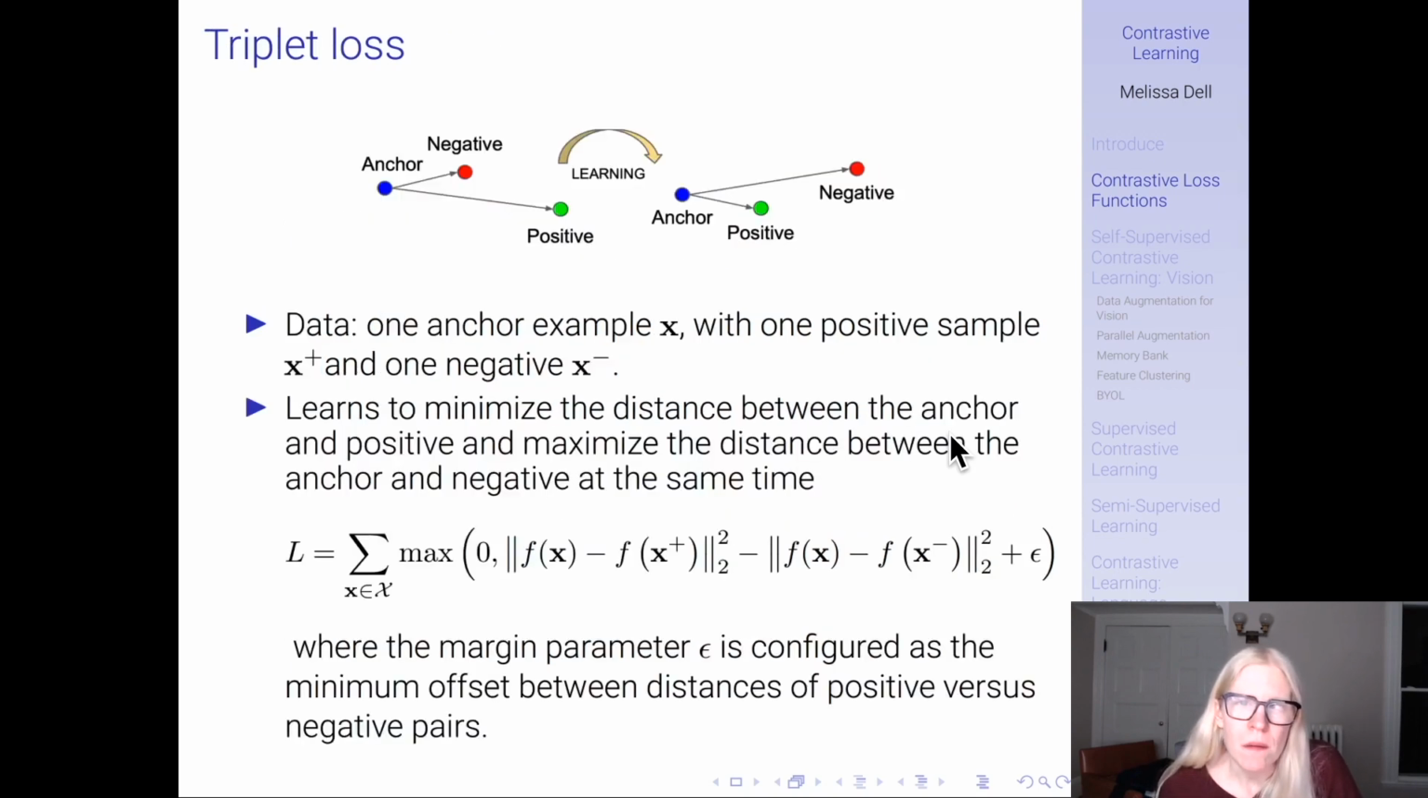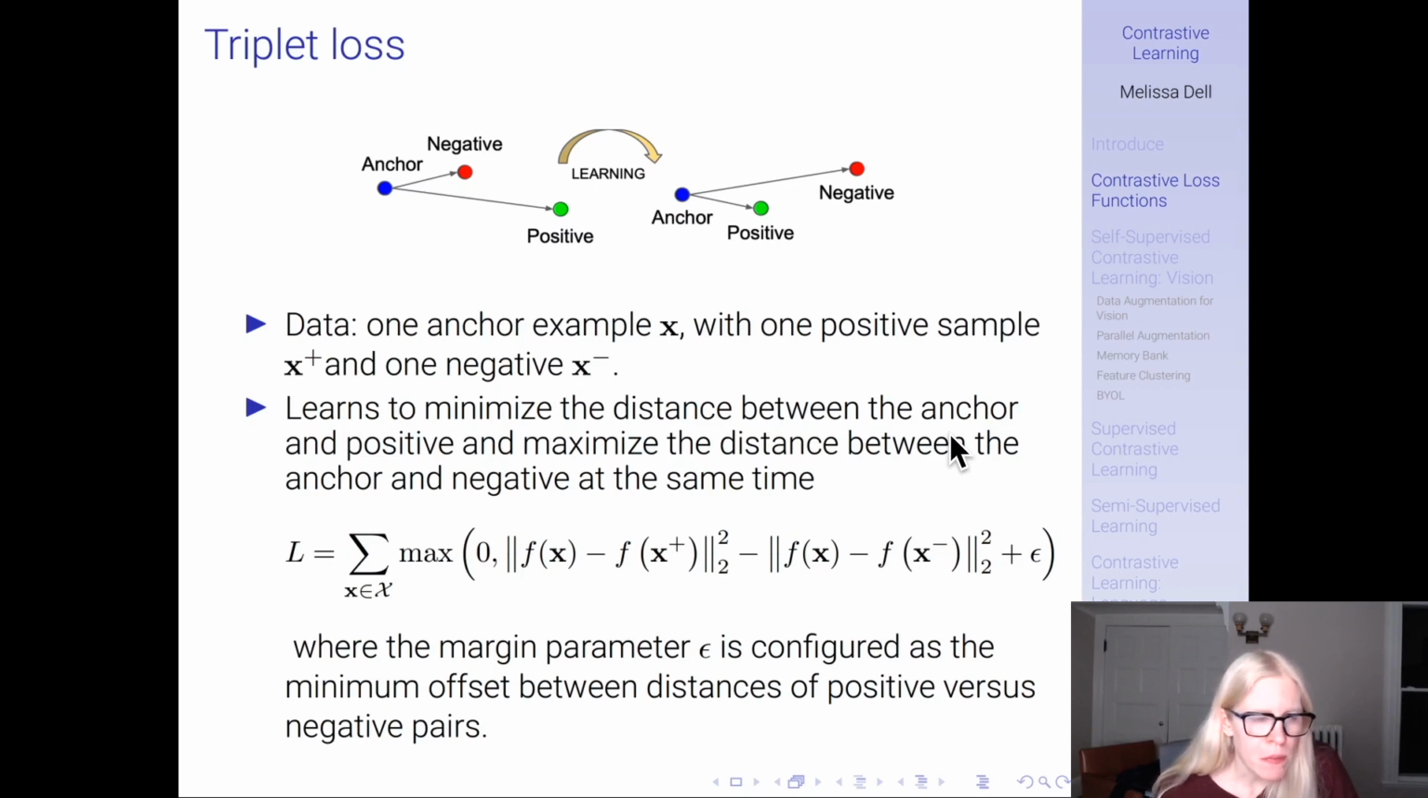Triplet loss. So imagine you have data where you have an anchor example, and you have one positive sample and one negative sample. In the context of triplet loss, you're learning to minimize the distance between the anchor and the positive sample and maximize the distance between the anchor and the negative sample. And you're learning to do that at the same time.